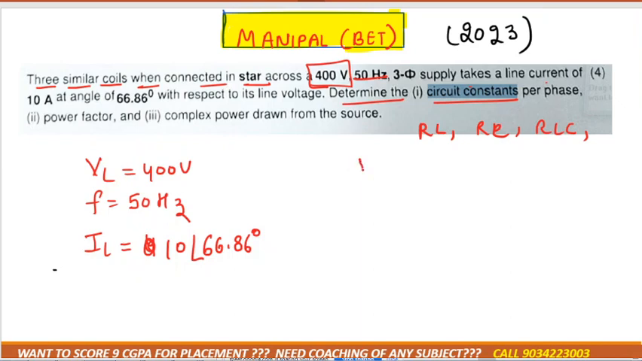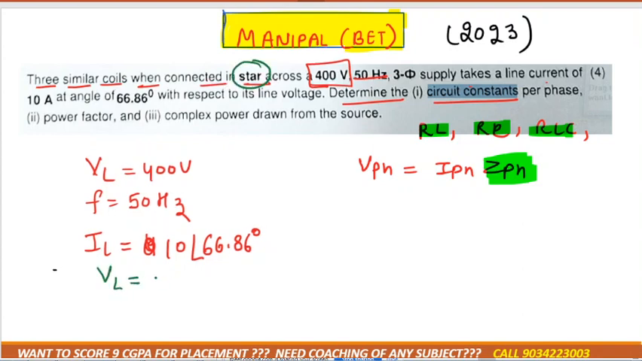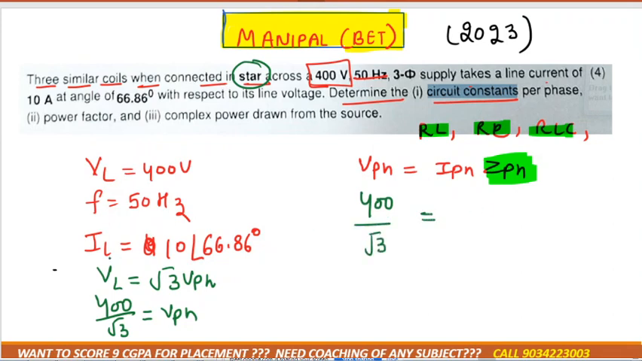So how can we get it? By the formula VPH is equal to IPH multiplied by ZPH. Mainly we need to calculate the ZPH value, right? Then only will we be able to get RL, RC or RLC. VPH we don't know, as it's a star connection. We have the relation VL is equal to root 3 VPH. VL is 400, so 400 divided by root 3 gives VPH, right? So we can substitute the value: VPH, 400 divided by root 3, is equal to IPH, and IL in the star connection is always the same.